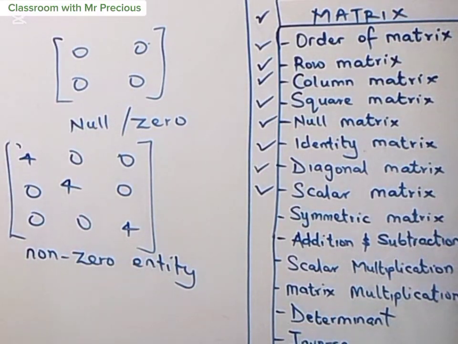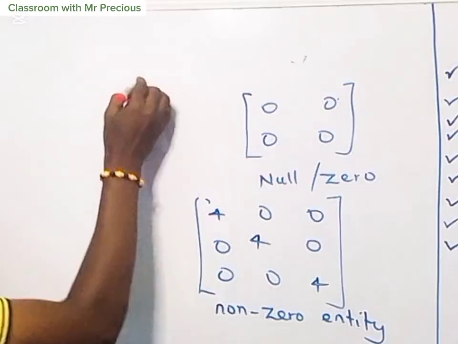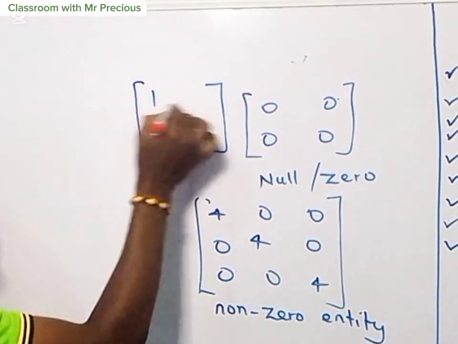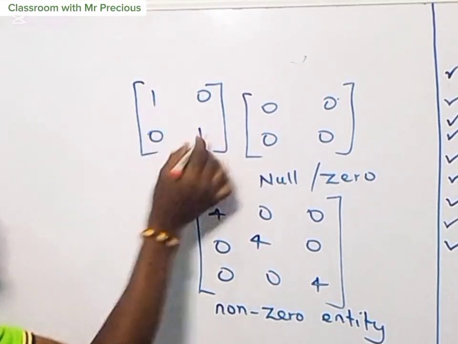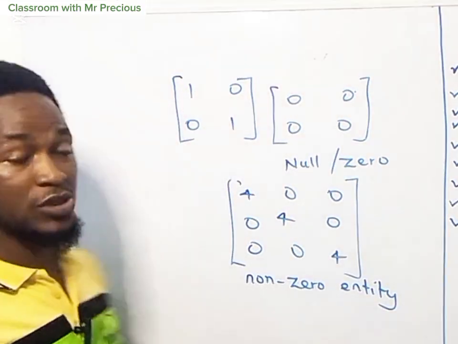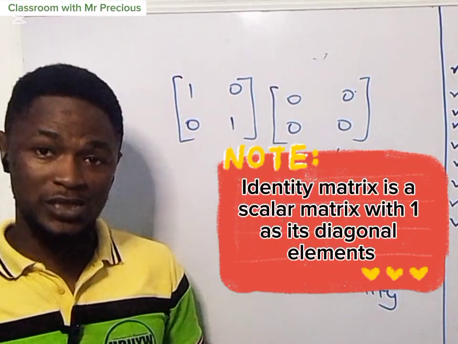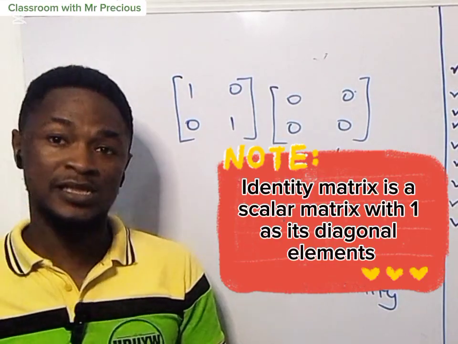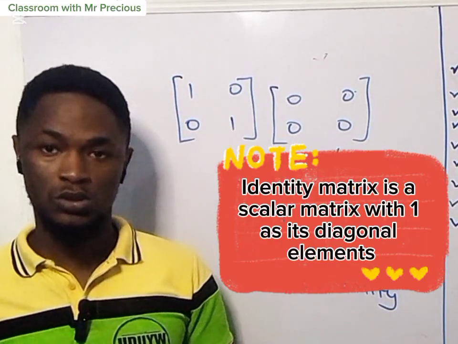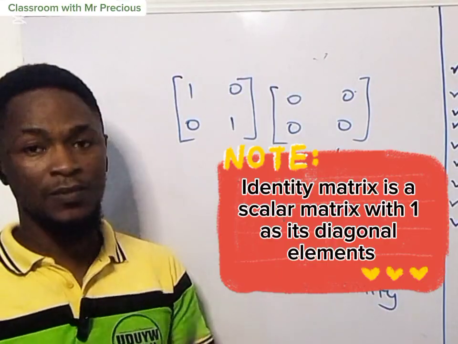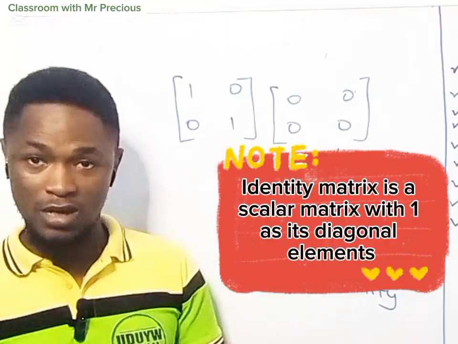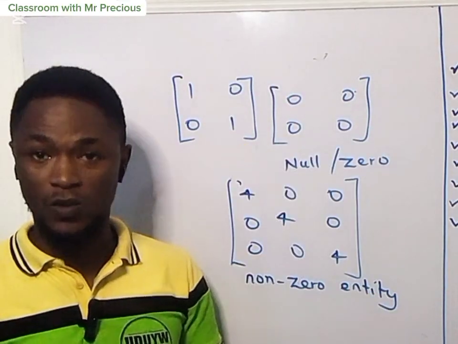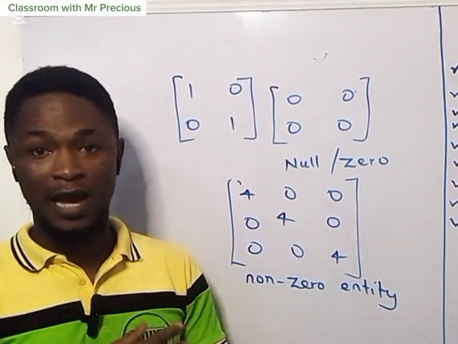Okay, but if the scalar matrix has the entries 1, 1, 1, let me make it simple for you. So if it is something like this, this is an identity matrix. So an identity matrix is a diagonal matrix whereby the diagonal entries are 1, 1, 1. Okay, so that is an identity matrix, while in a scalar matrix, the diagonal entries are the same. So it can be 1, 1, 1, it can be 2, 2, 2, it can be anything.